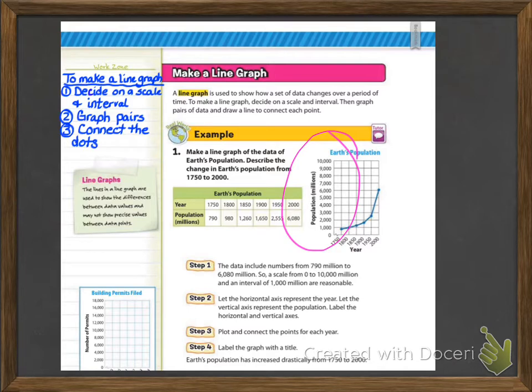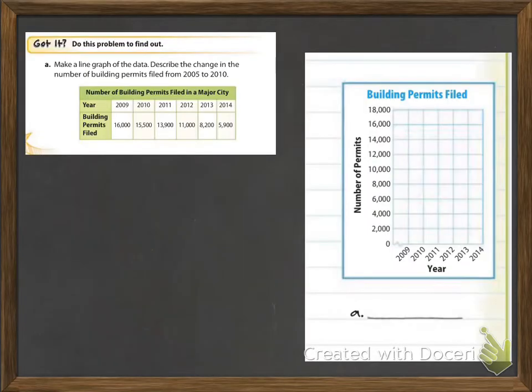So you cannot go from 0 to 1,000 and then skip to 9,000, 10,000, 11,000. You can't do that. You're going to then graph your pairs, so that means you're going to put your dots there, and then you're going to connect your dots, and you can see the finished product over here in this line graph.